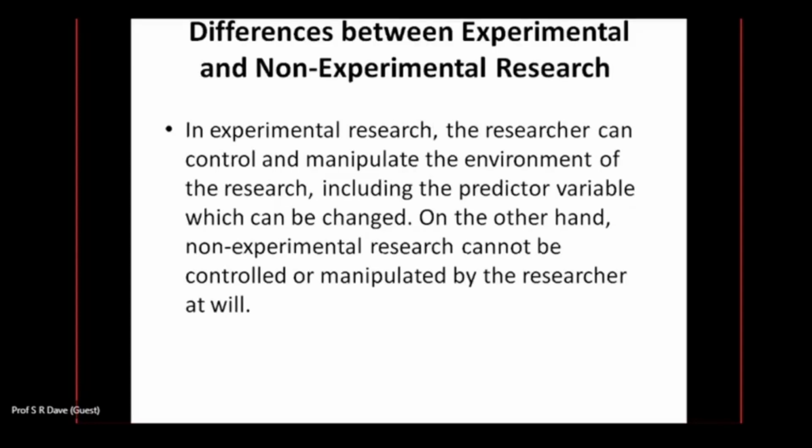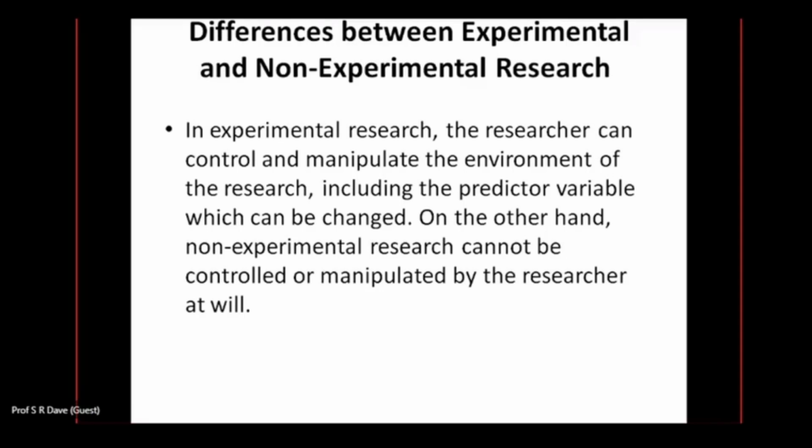The difference between experimental and non-experimental research: in experimental research, we are able to control and manipulate the environment of the research, including the predictor values which can be changed. On the other hand, in non-experimental research, we cannot control or manipulate the variables at will, and it is based on surveys. So there are many confounding factors, many factors beyond our control, that may also be responsible.